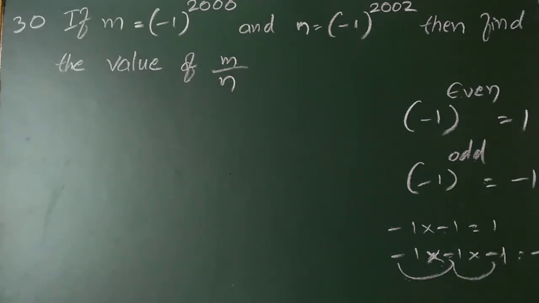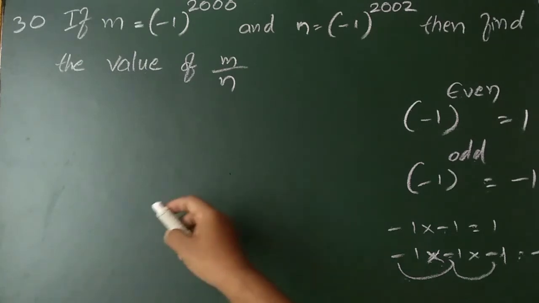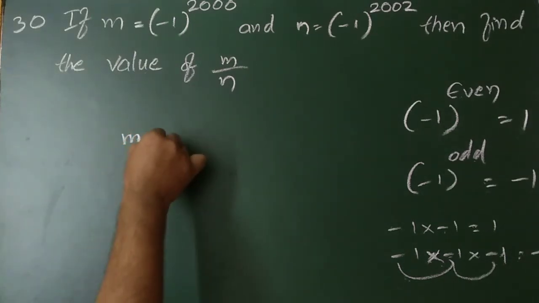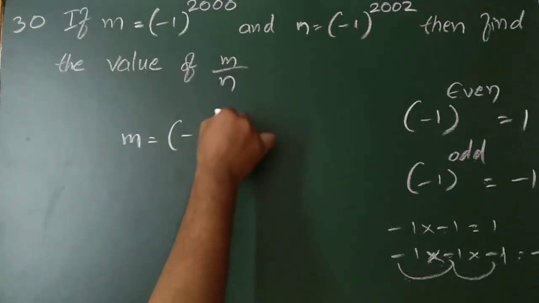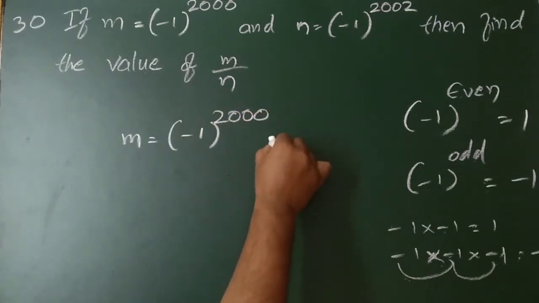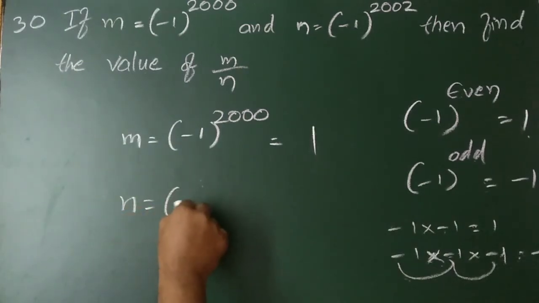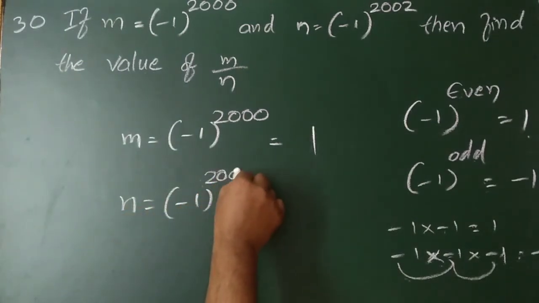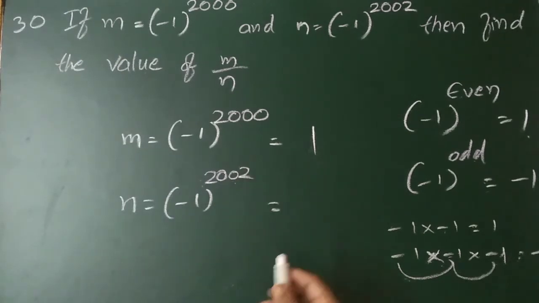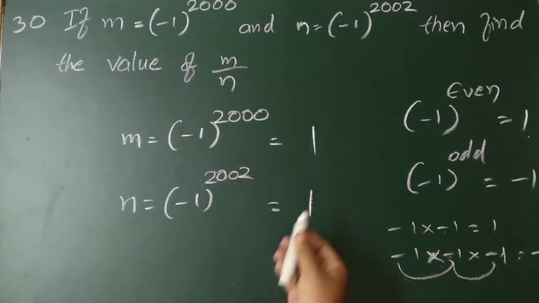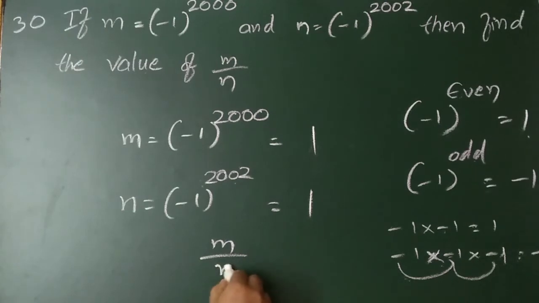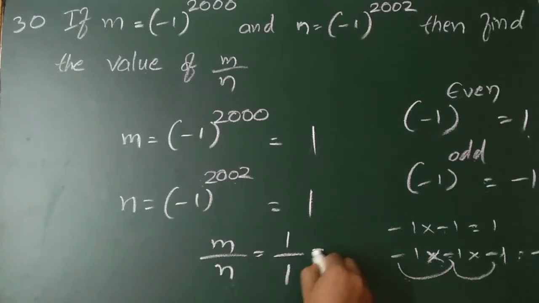I need M and N. Here M equals minus 1 to the power 2000. 2000 is even, so the answer is 1. N is minus 1 to the power 2002, which is also even, so the answer is 1. So M by N I needed: M value is 1, N value is 1, so the answer is 1.